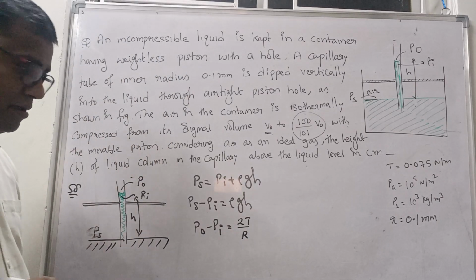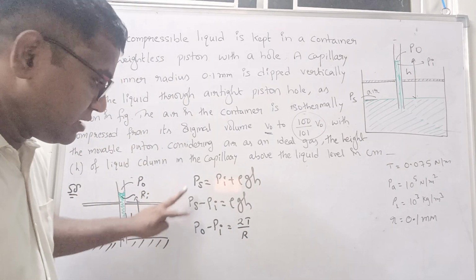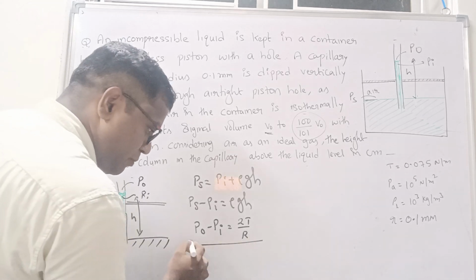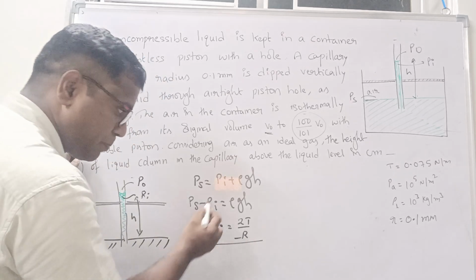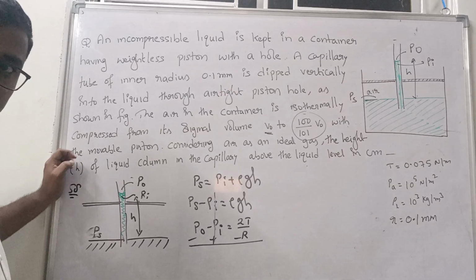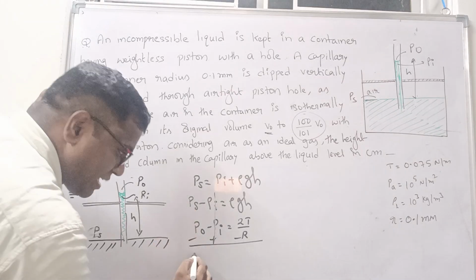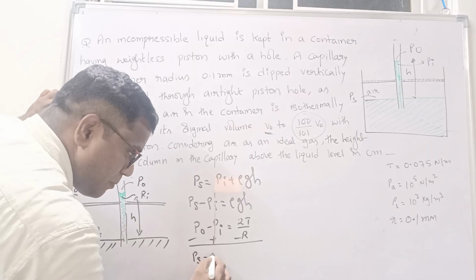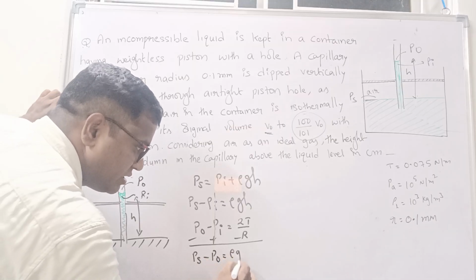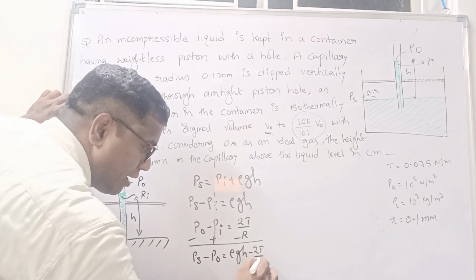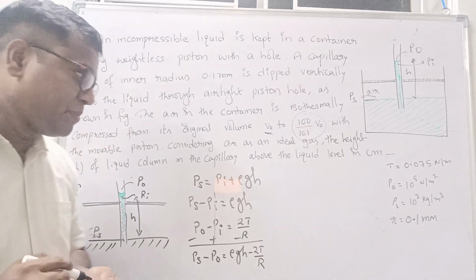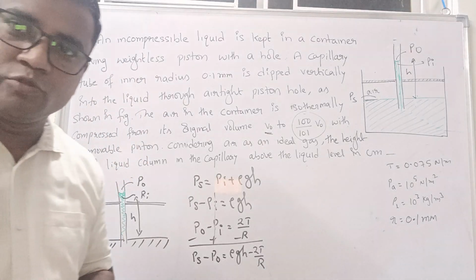2T by R. Clear? I got two relations. Just I will find out the value. See here, I will do minus, plus and minus. So Pi get cancelled. So PS can be written as PS minus P naught is equal to rho GH minus 2T by R.